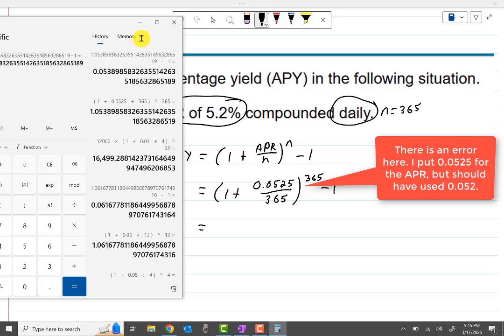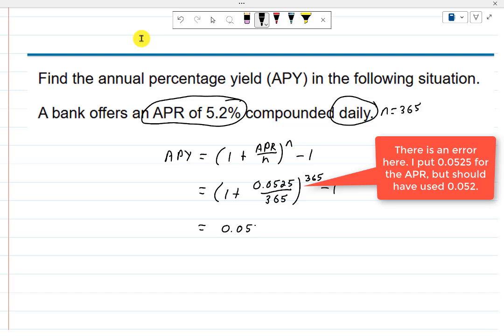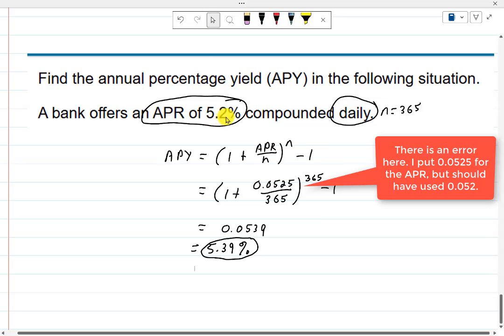So it looks like I have 0.0539, or 5.39%. Notice that the APY is always a little bit higher than the APR. The APR was 5.25%. But if you're going to accomplish the same financial goals but using only simple interest, you have to use a higher interest rate.